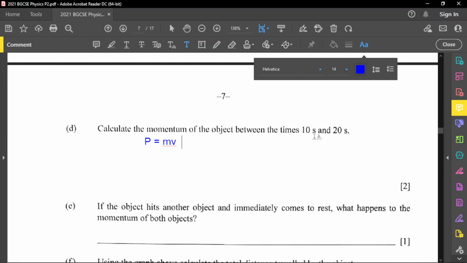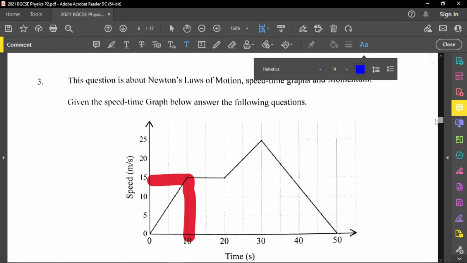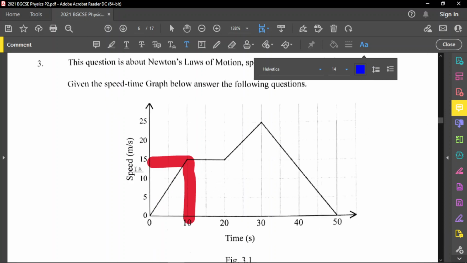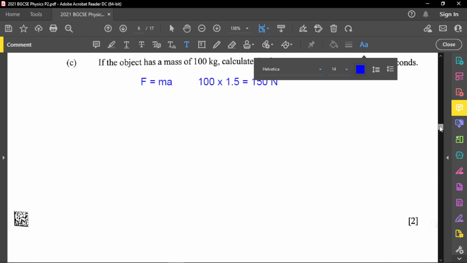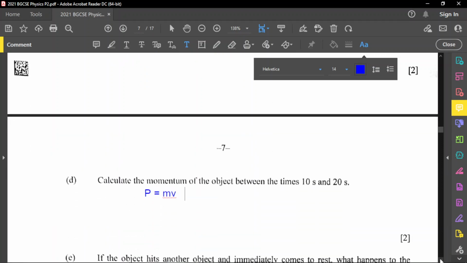Let's find the velocity between 10 and 20 seconds. So let's go back to the graph for that. The velocity here between 10 and 20 is a constant velocity, so it's 15 meters per second. So between 10 and 20 seconds, the speed or velocity is 15. We're going to use 15, and remember our mass here is 100 kilograms. So we're going to say 100 multiplied by 15, which equals 1,500.